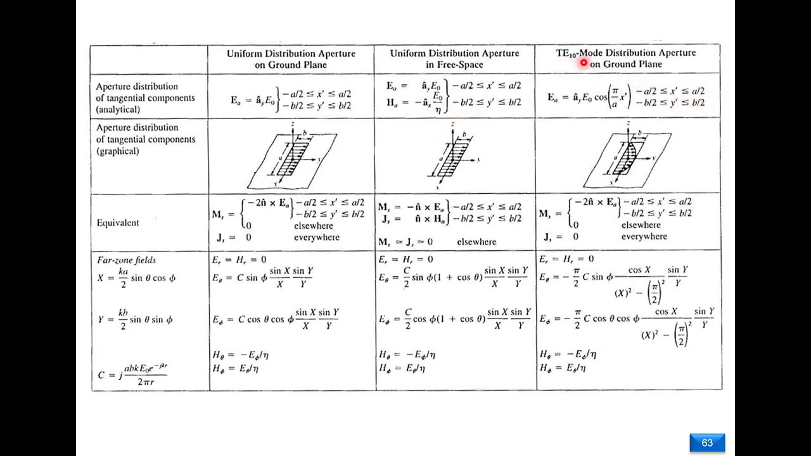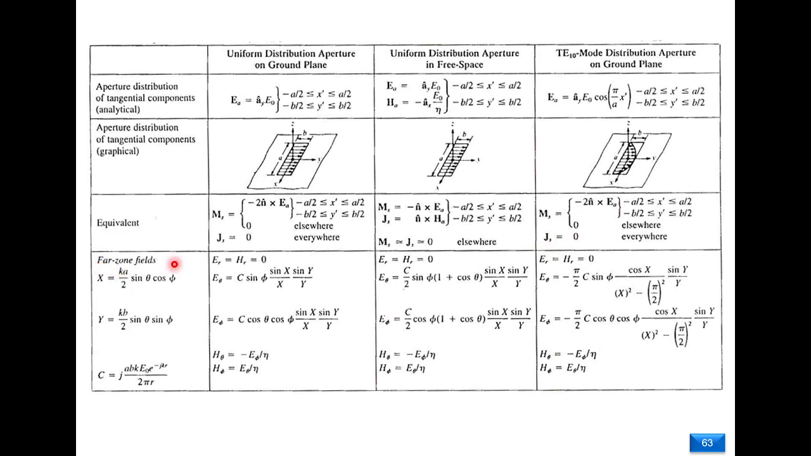And the third case is TE10, which has this expression. The electric field illumination here has the same shape as this one, but this one has a ground plane and this one has no ground plane. Here, with a ground plane, we have the TE10 distribution. So the equivalent is that we have Mx, a surface magnetic current, on the aperture. Here we have a surface magnetic current on the aperture and an electric surface current on the aperture. It's zero outside of the aperture. Here, because of the ground plane, we have the magnetic surface current only, with no electric surface current.